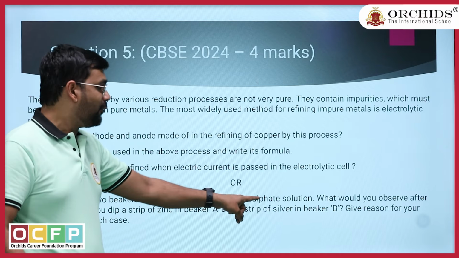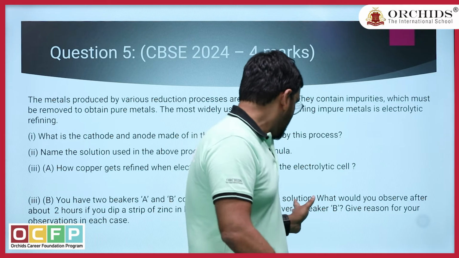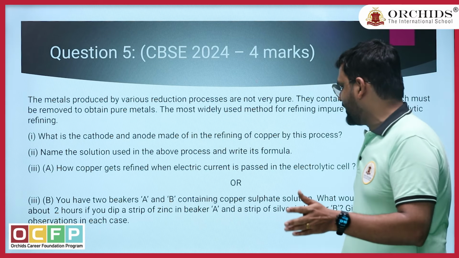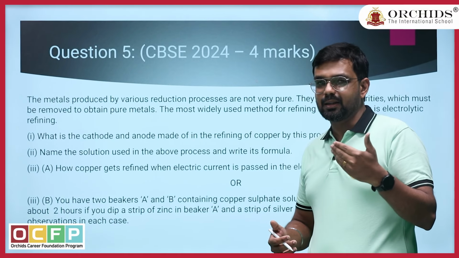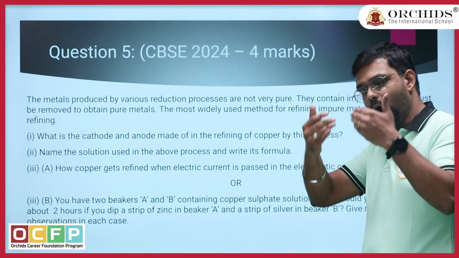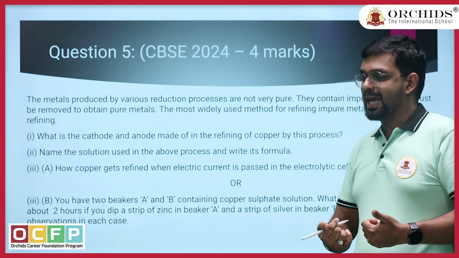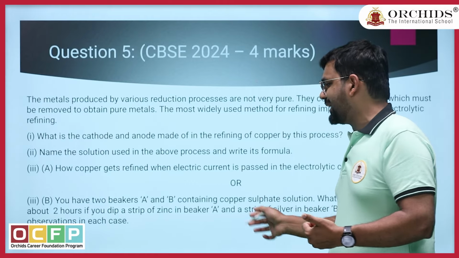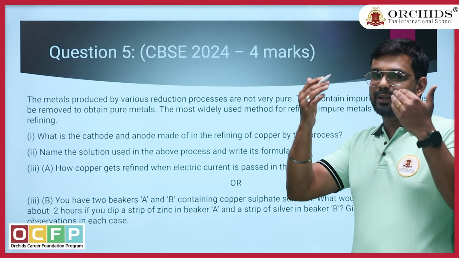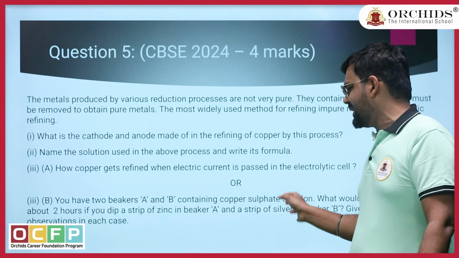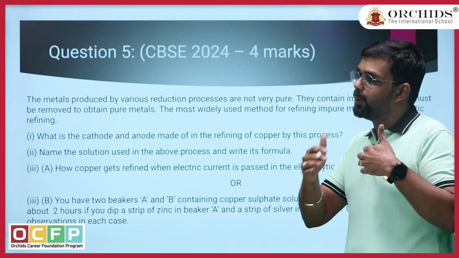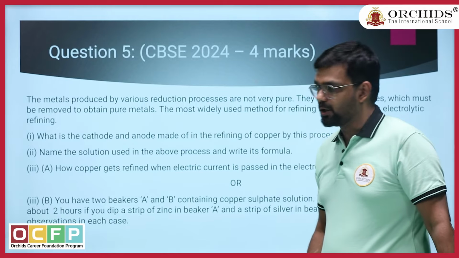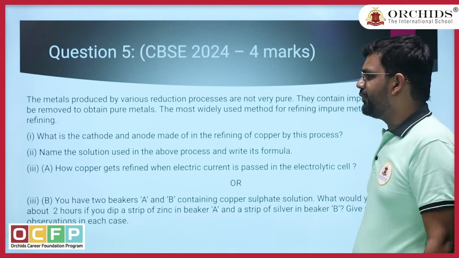You can write that. What happens in beaker B? Where in the reactivity series is silver? Is it above or below? Silver, gold, platinum and all are at the bottom end of the reactivity series. So they don't react with the copper salt, as copper is above them. So there is no reaction in beaker B. It will be as plain blue as it was at the start. I hope this question is clear for you all.